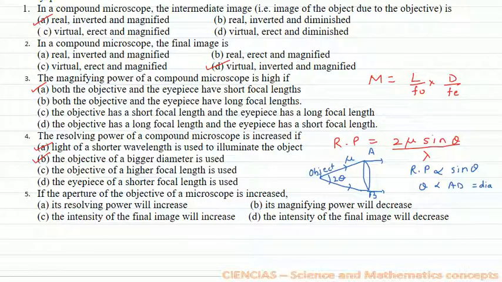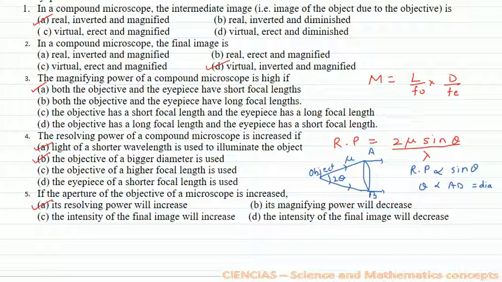Now question number 5. If the aperture of the objective of a microscope is increased, then option A, its resolving power will increase. Again we are seeing in the formula, aperture means AB. If AB is increased, then 2 theta will increase, means theta will increase, then resolving power will increase. Option A is correct. Option B says its magnifying power will decrease. No, the magnifying power does not depend upon aperture size. So therefore we cannot say the magnifying power will decrease.